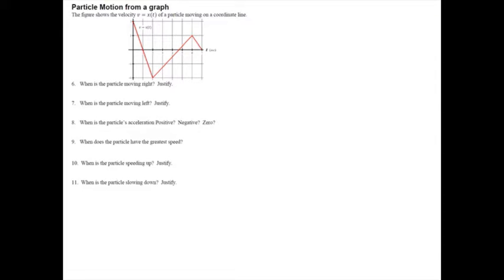Well, the particle is going to move right when v of t is greater than 0. That's any time that the graph of v of t is above the x-axis. So I see it above the x-axis here from 0 to 1, an interval from 0 to 1, and here from about, I'll call that 4.5 to 7. So those are the pieces of the graph that are above the x-axis. That is when the particle is moving right, because the velocity is positive.